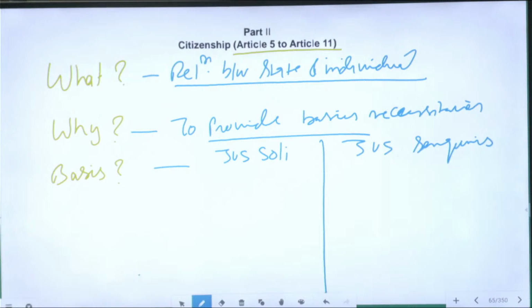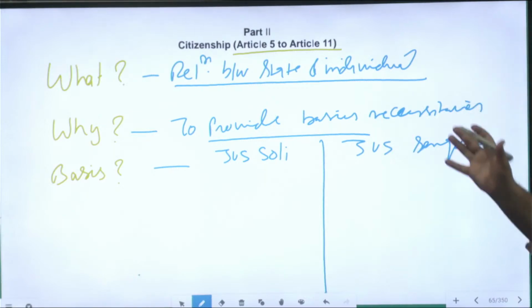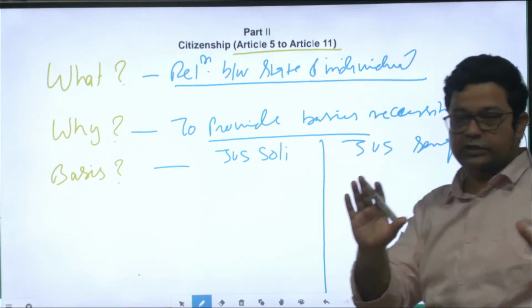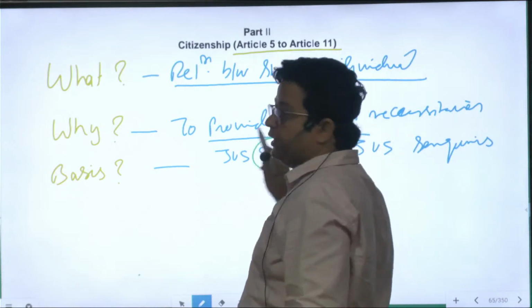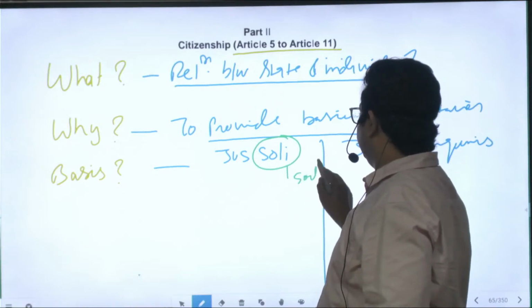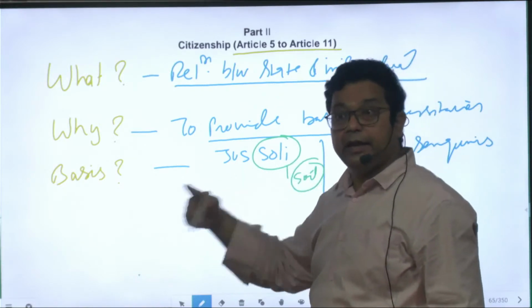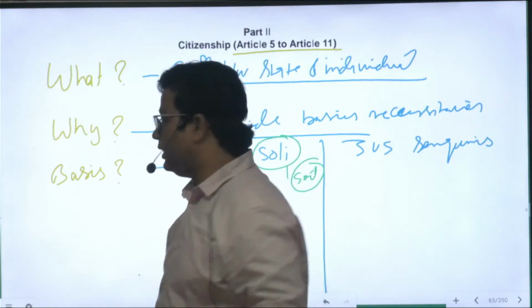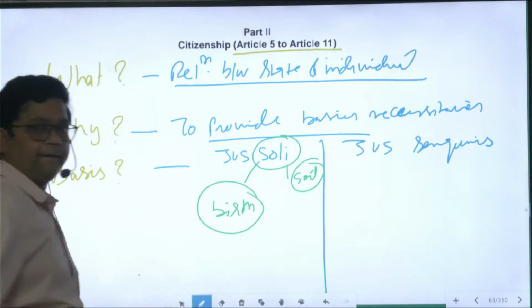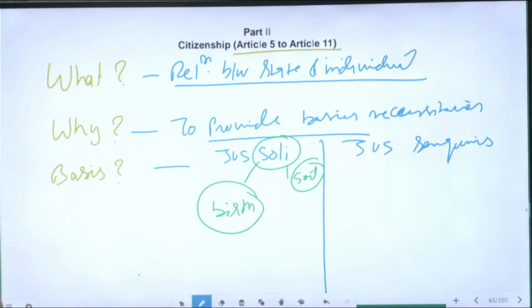So these are the two ways on the basis of which worldwide a citizenship is provided. Jus soli. Now listen, this term soli sounds like soil. It means citizenship granted on the basis of birth. Yes, on the basis of birth.